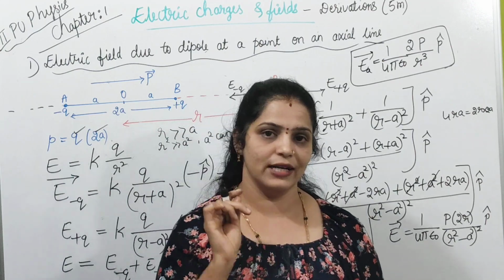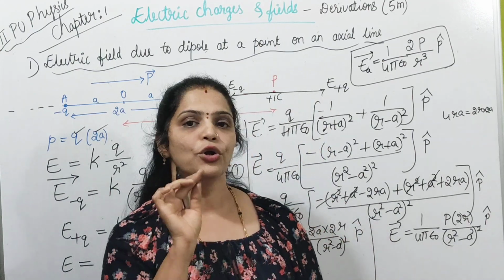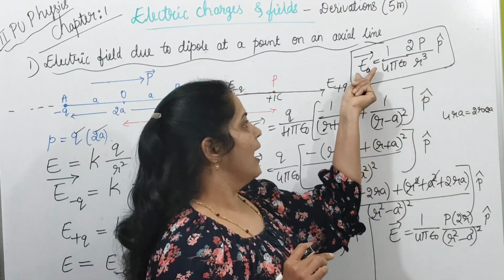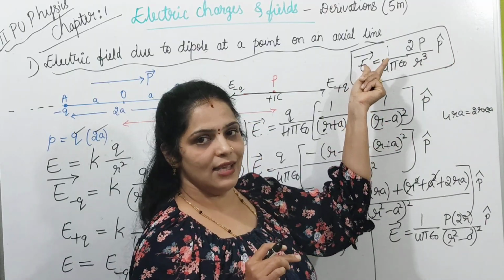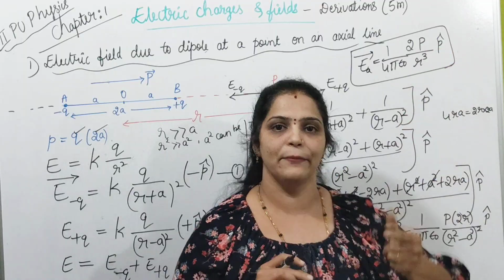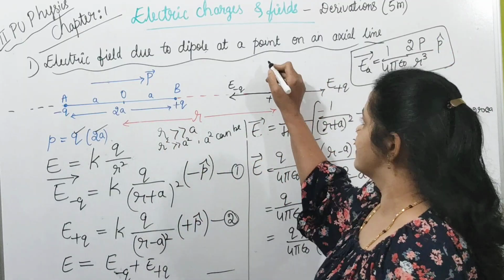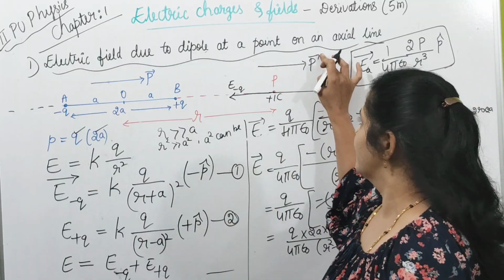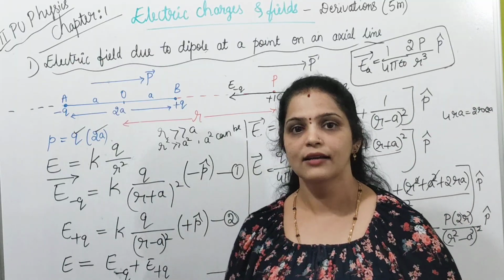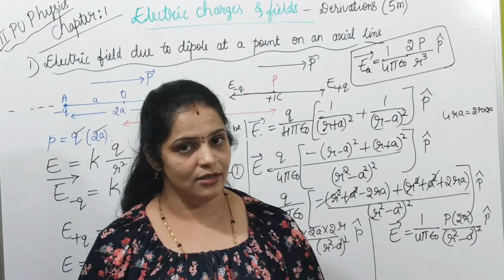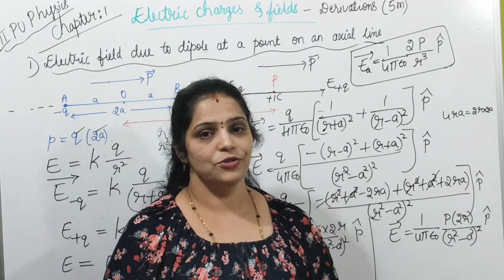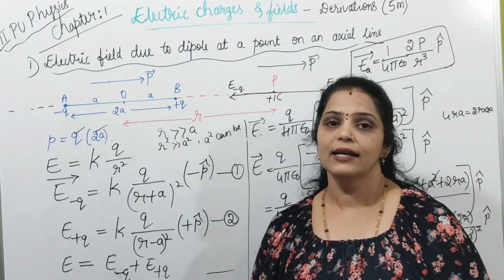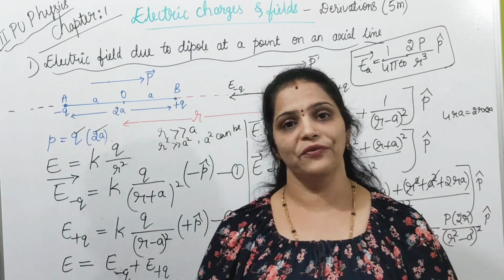Constant k is also written as 1 by 4 pi epsilon naught 2P by R cube into P cap. So that means here electric field at a point on the axial line is along the direction of dipole moment. It acts in this direction, along the direction of dipole moment. Okay, this is the meaning, right? Is it clear? So if there is any confusion, or if you want to ask anything regarding this, please do comment. Okay, now let us see next one, equatorial line.